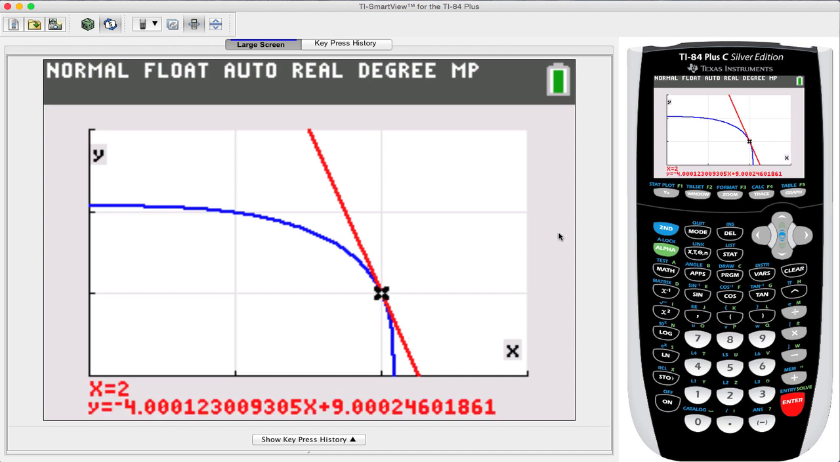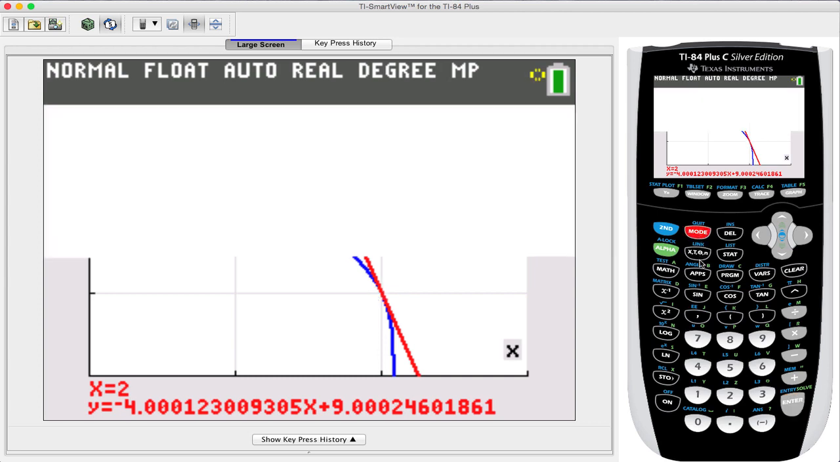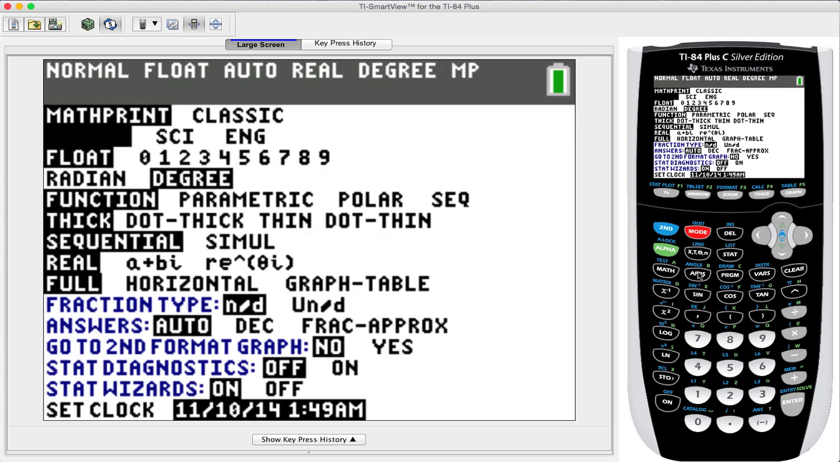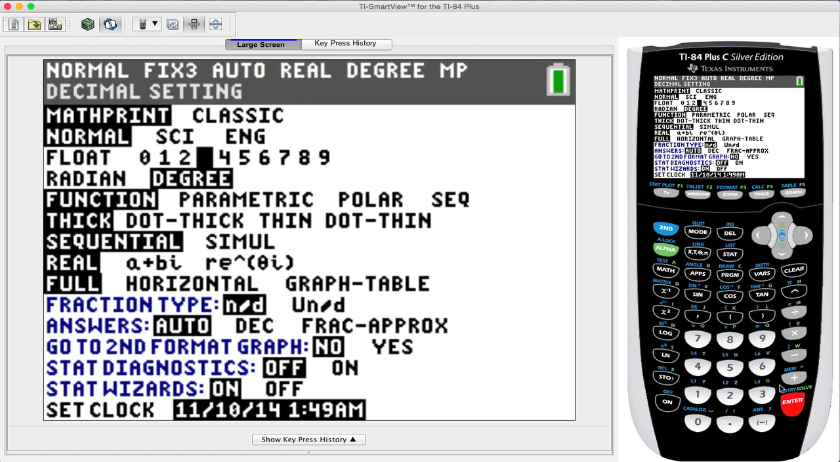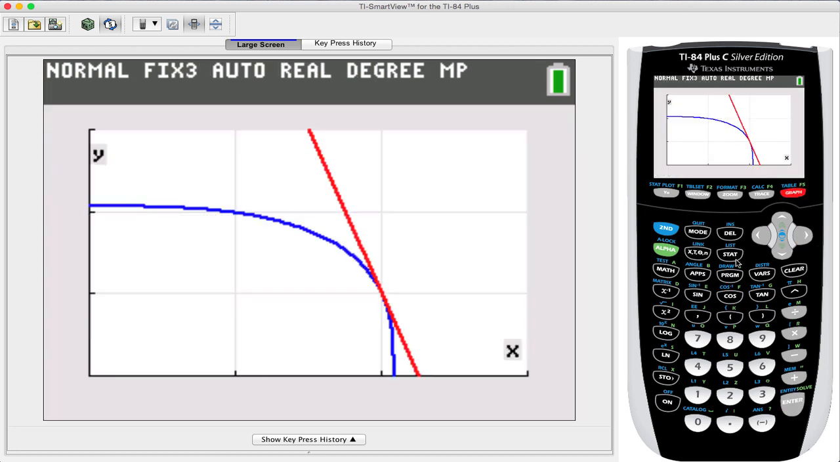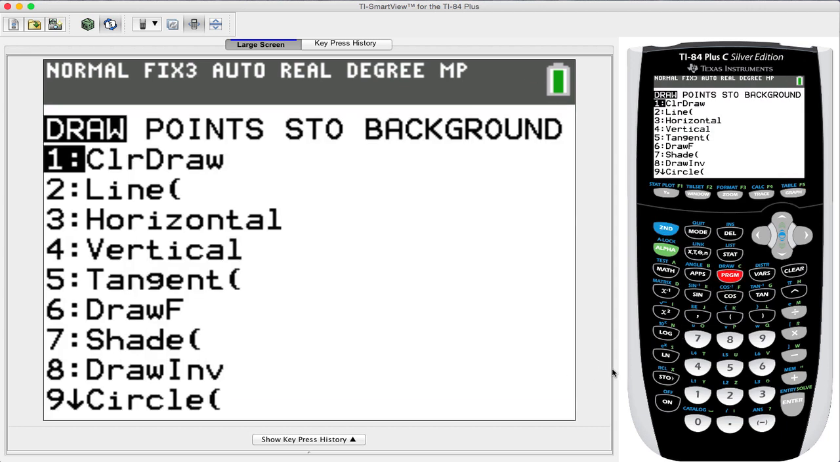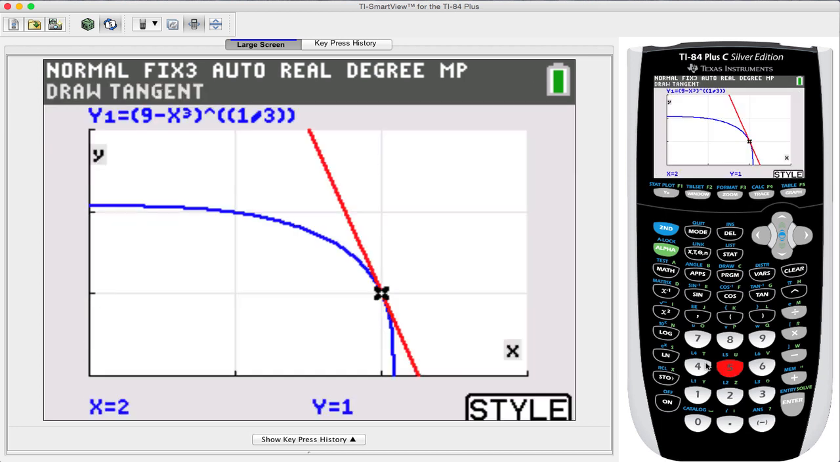One other thing I want to do, let's go to mode, and under mode where it says float, let's change it so that it's not a float. Let's put it so that the calculator rounds to 3 decimal places. And then let's go back to graph and do this one more time. So let's press second and then program so we can get to the draw menu. Press number 5 to get down to tangent.